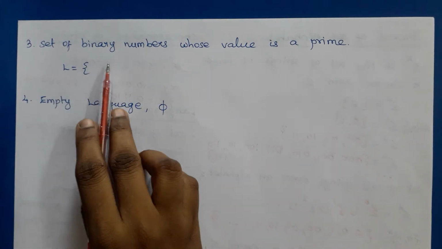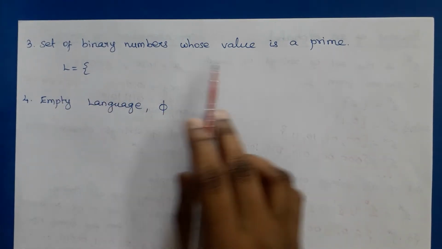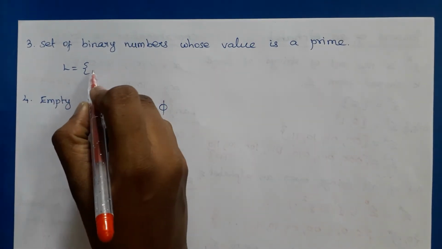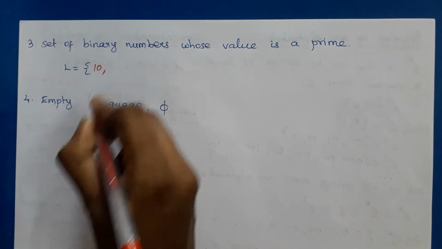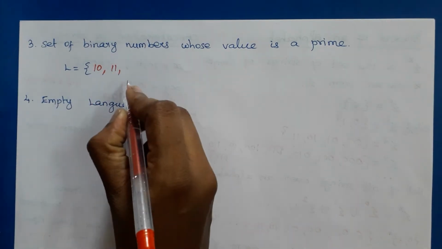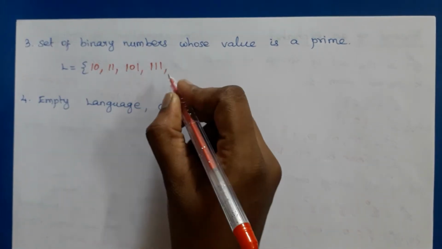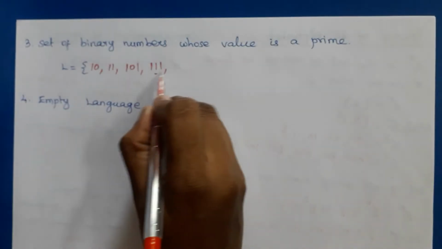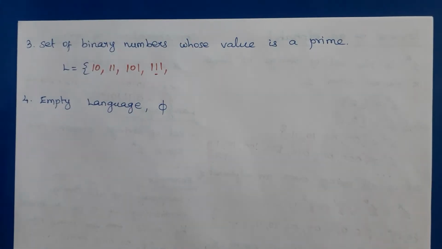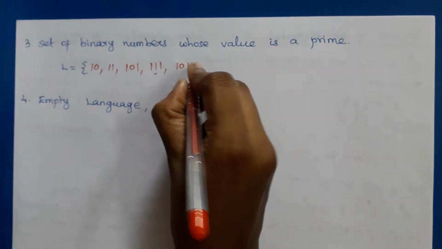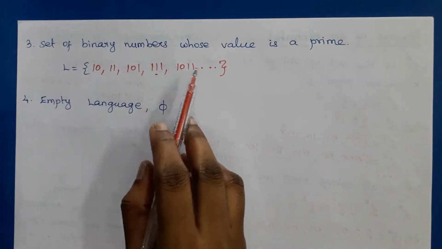The next one is the set of binary numbers whose value is a prime. So we need to write the language. The language consists of the set of all binary numbers whose value is a prime. So L is equal to, first, the first prime number is 2, and the binary equivalent for 2 is 10. Then 3, so 11. Then 5, so 101. Next, 7 is a prime number, so 111. The next prime number is 11, and the binary number for 11 is 1011, and so on. So this language has all the binary numbers whose value is a prime.